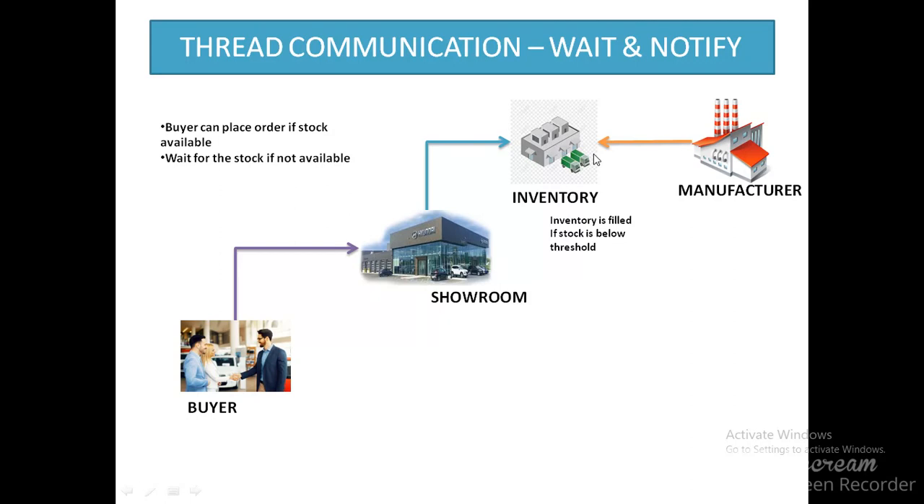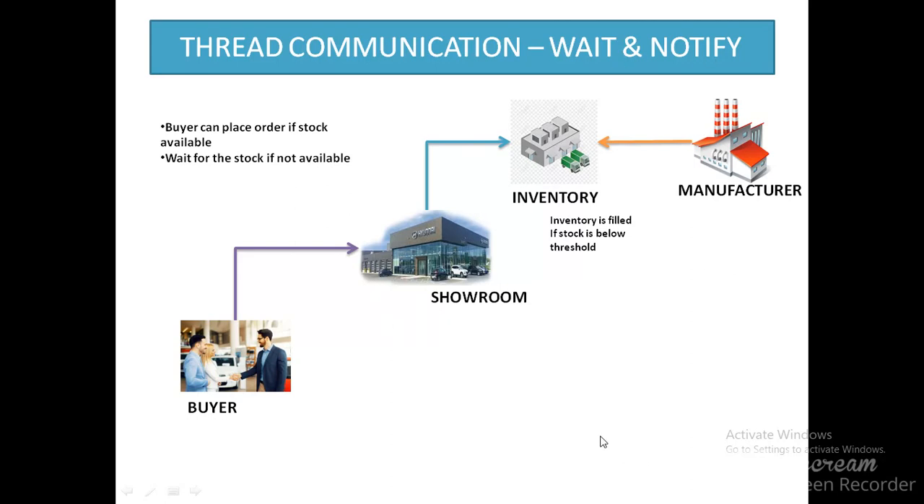So this is one of the real-time scenarios wherein inventory acts as a resource, and the showroom and the manufacturer are two threads which are accessing the inventory. And they are trying to lock it if they are able to access it. For example, if a manufacturer is filling the inventory, then inventory will be locked by the manufacturer and the showroom will not have access to the inventory, so it has to wait for the lock to be released. To do that, basically we will have wait and notify.